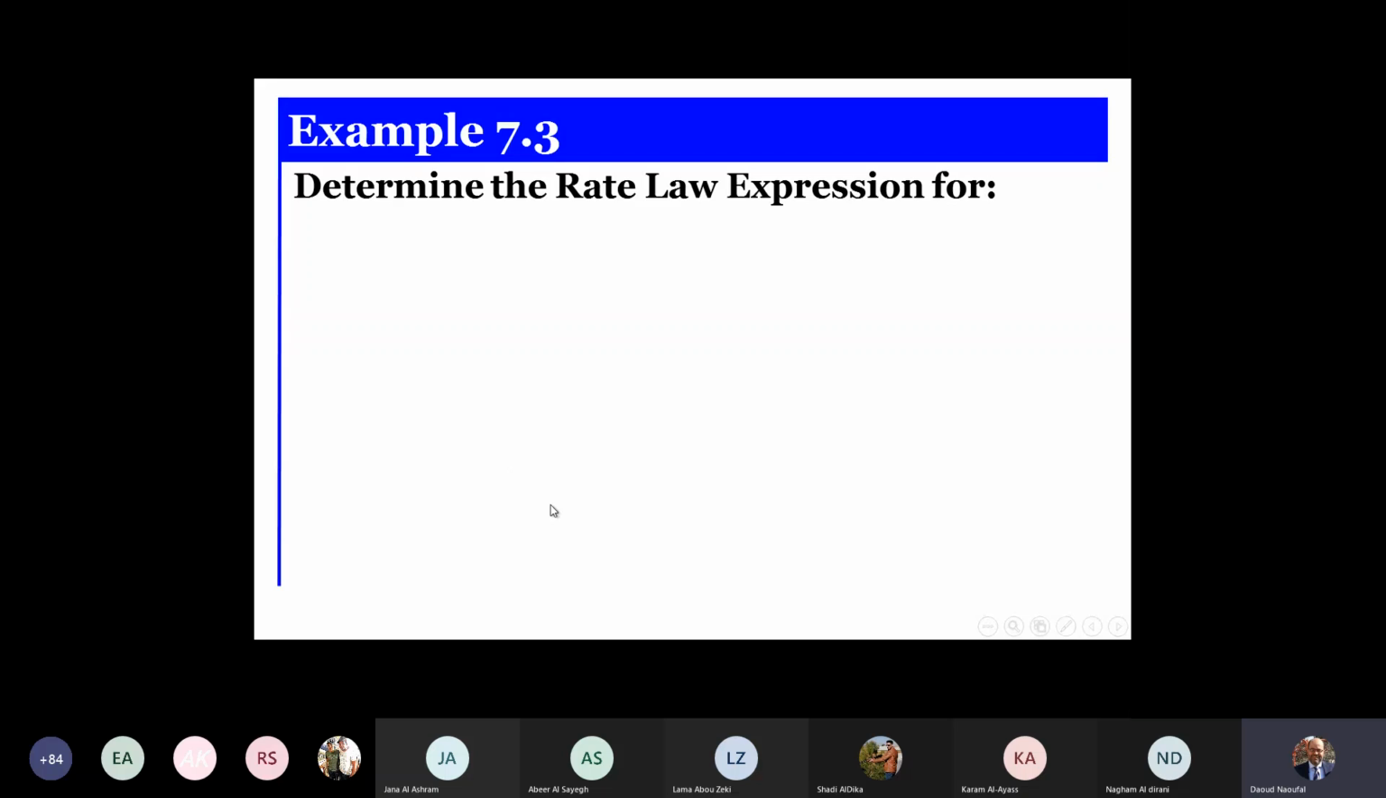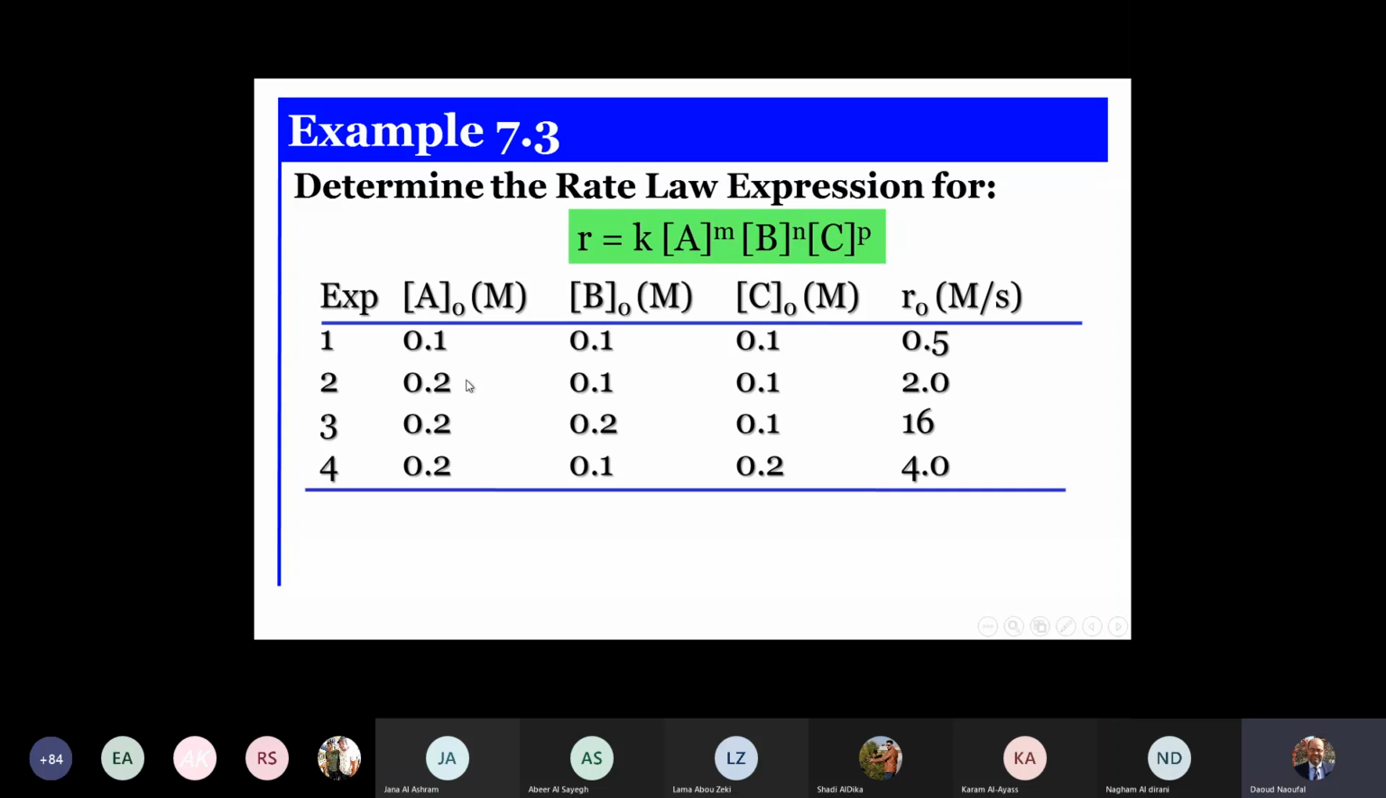I will consider an example. Determine the rate law expression for the reaction between A, B, and C. So the rate law expression equals K A^M B^N C^P. The following experiments were done. Student 1 starts with A0 equal 1 and B0 0.1. Student 2 starts with A0 0.2, B0 0.1.